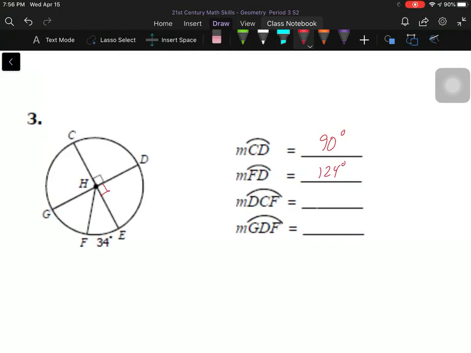DCF, so 34 and 56 are going to make 90 there. So DCF, 180 and 56 is 236. GDF, so GDF is going to be 360 minus 56, so 304. Again, notice how I was just using the idea of a half a circle, 180, or a full circle, 360, and then just adding or subtracting numbers as I saw fit.